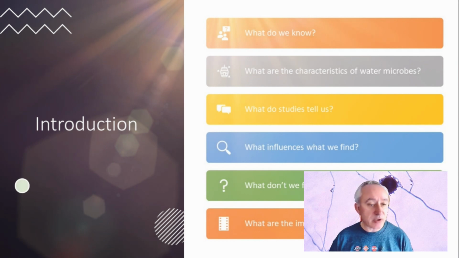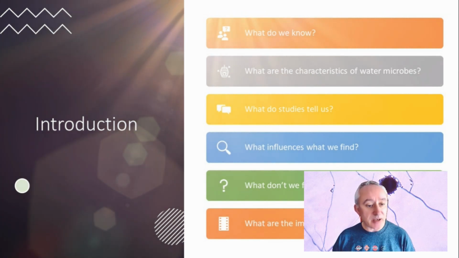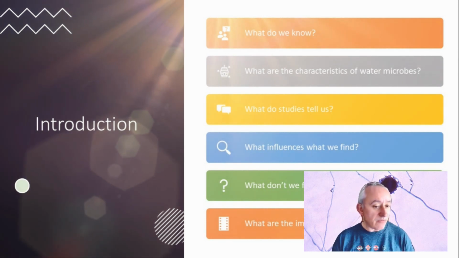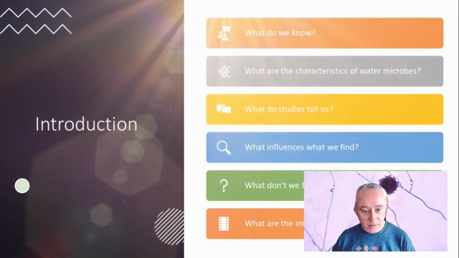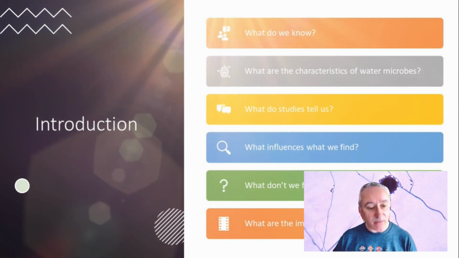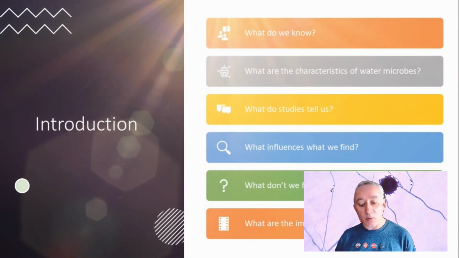What are the characteristics of different water microorganisms? We're going to look at some published studies and assess what they tell us. We'll look at what influences recovery, because there are a number of variables that can affect that. We can also look at what we don't necessarily find, and this is a lead into viable but non-culturable microorganisms.